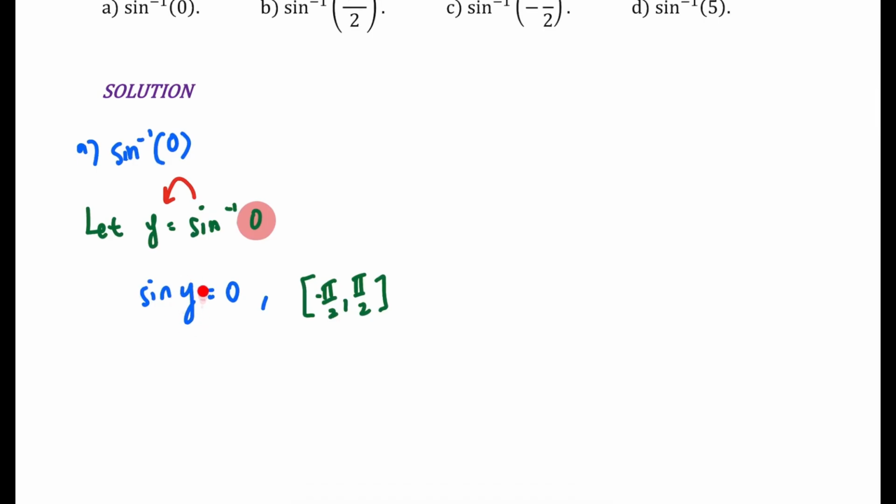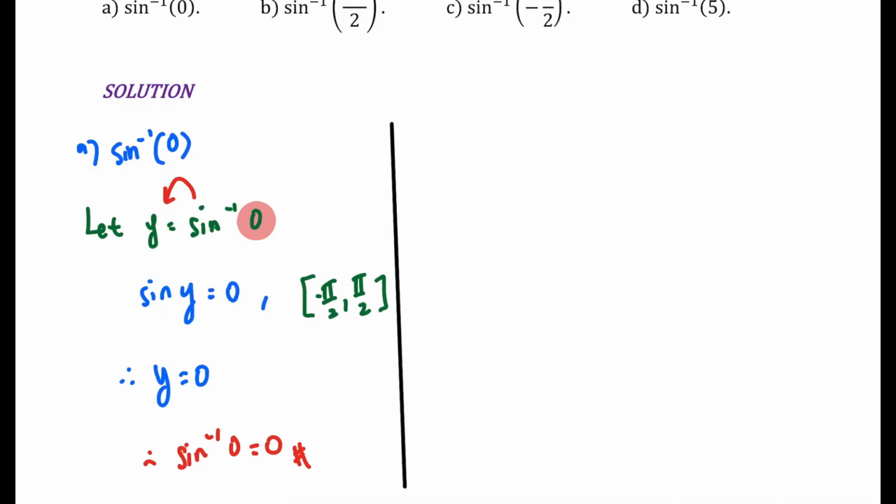So now we need to take care of this y here. What is the value of y? The sine of that angle will be 0. So we know that sine 0 is equal to 0, right? Therefore, we can write y is equal to 0. So 0 is inside this domain here, so we can accept y is equal to 0. Therefore, we can write inverse sine 0 is equal to 0. So that's how you solve a question for inverse sine.